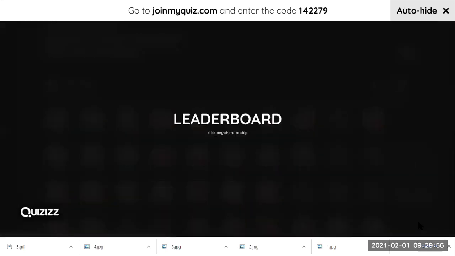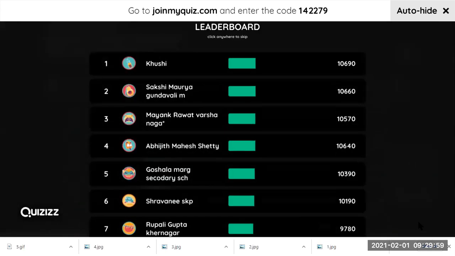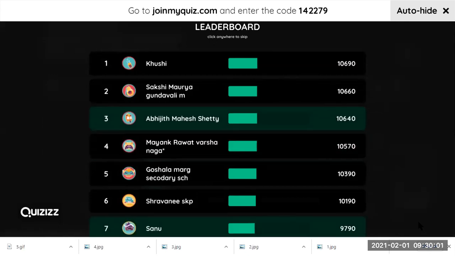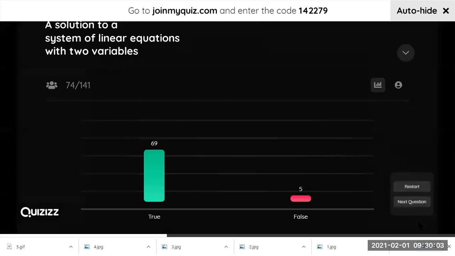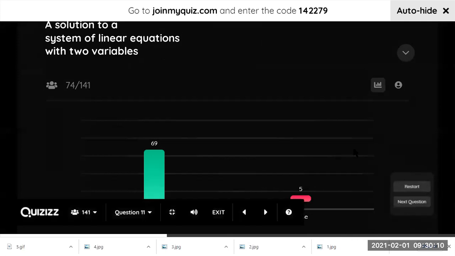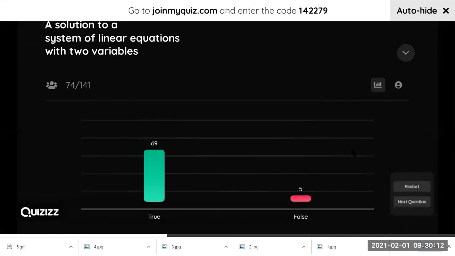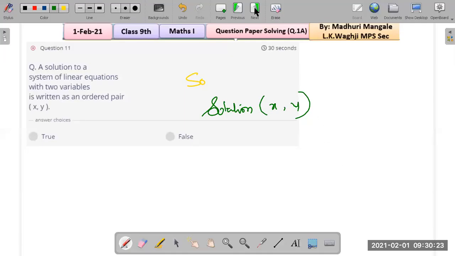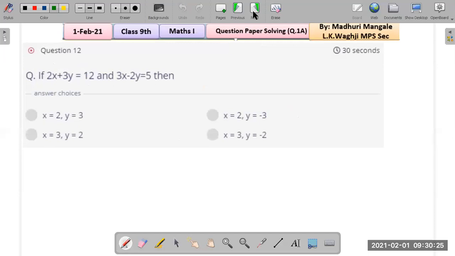Let us see how many of you got it right. Wonderful. 69 of you got it right. Still 5 of you made it wrong. See, the solution is always written in x comma y format. So the answer was true. Let us look at the next question. I'm really happy so many of you are getting it right, and I appreciate the hard work.